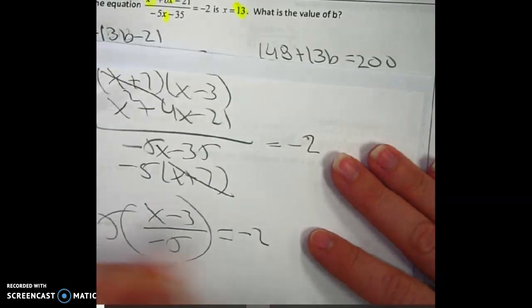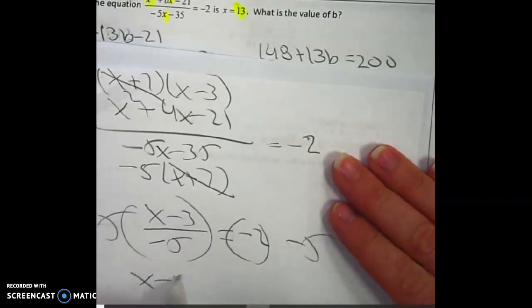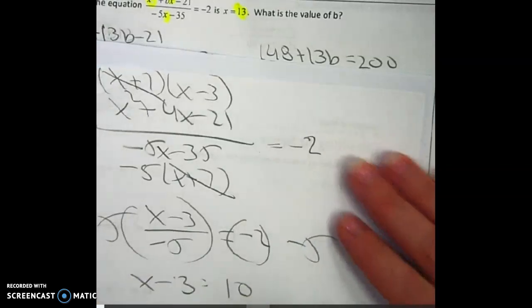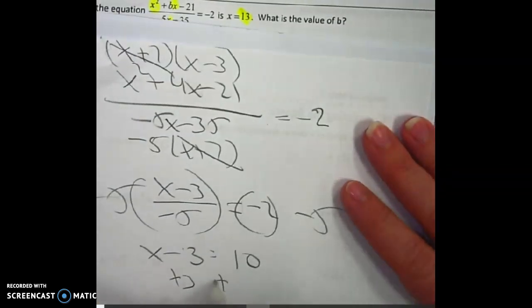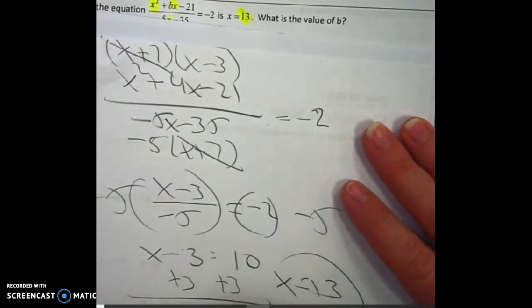Multiply both sides by negative 5. I know some of you are like, I would never do this. I just want you to see, okay? And then add 3. x equals 13, and what do you know? x does equal 13, so I did it right.